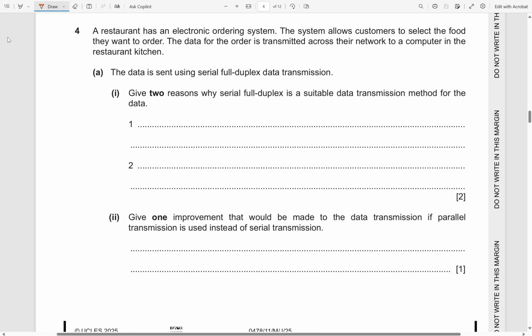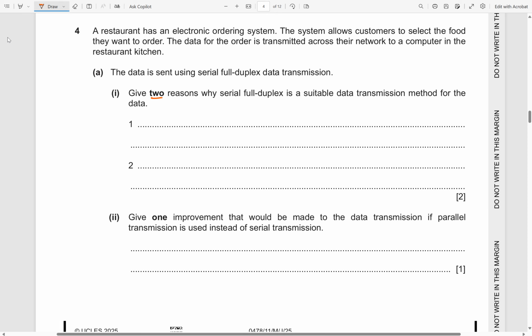But I think this was the question we got to. Number 4: a restaurant has an electronic ordering system. The system allows customers to select the food they want to order. The data for the order is transmitted across the network to a computer in the restaurant kitchen. The data is sent using serial full-duplex data transmission. Give 2 reasons why serial full-duplex is a suitable data transmission method for the data.